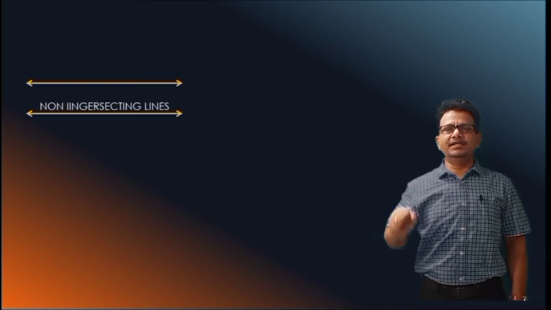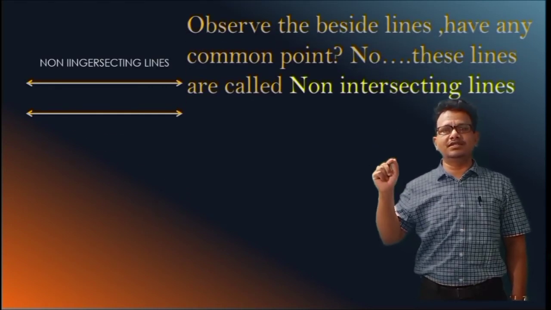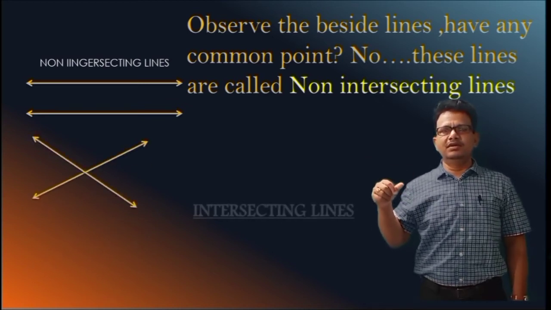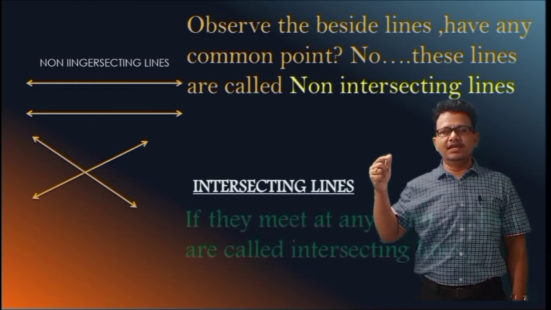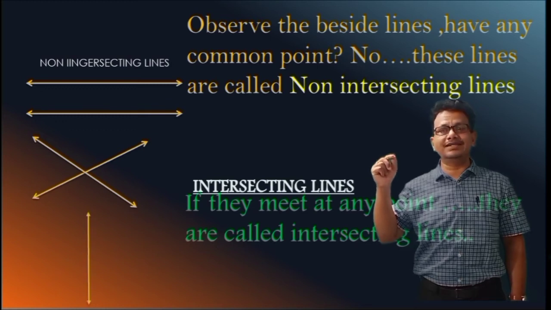Observe the beside lines. Have any common point? No, these lines are called non-intersecting lines. Now, observe second figure. Have any common point? Yes, these two lines are meeting at one point. If any two lines meet at one point, these lines are called intersecting lines.